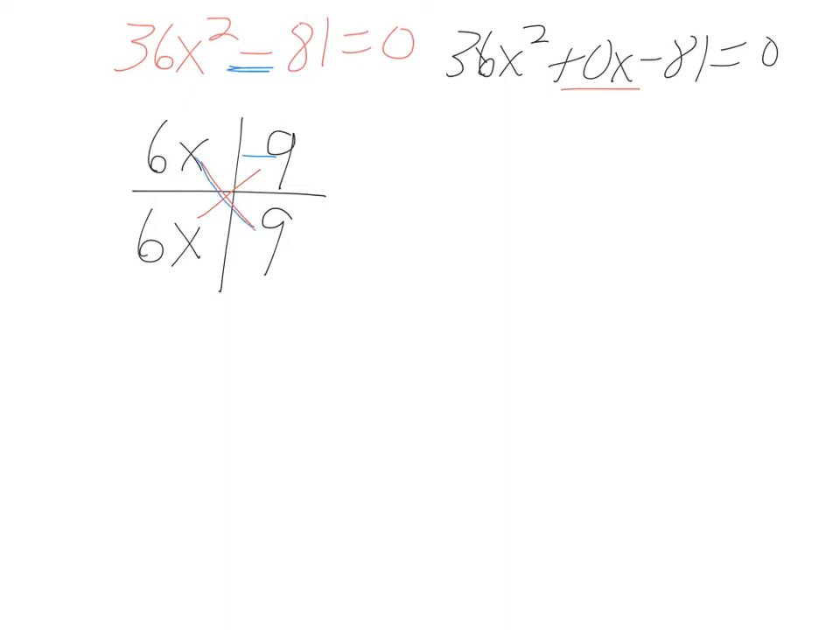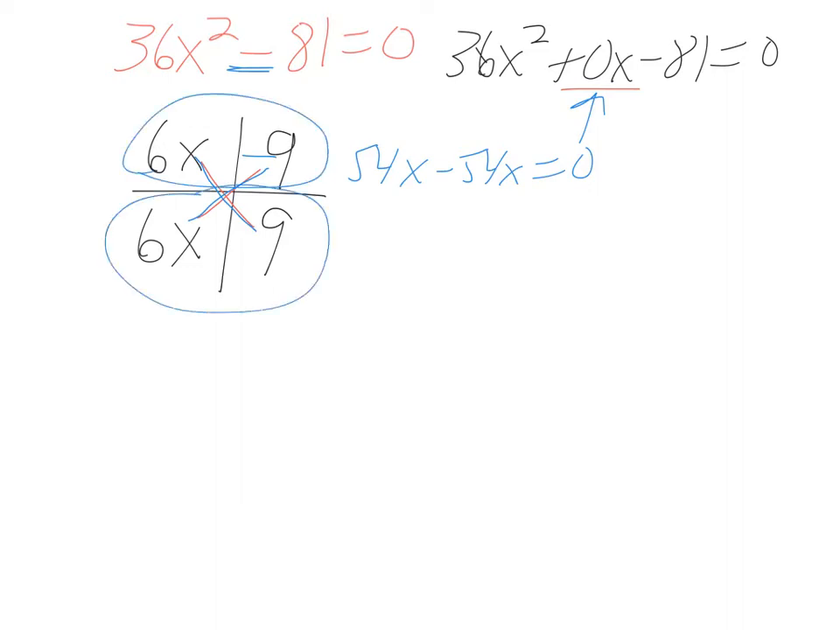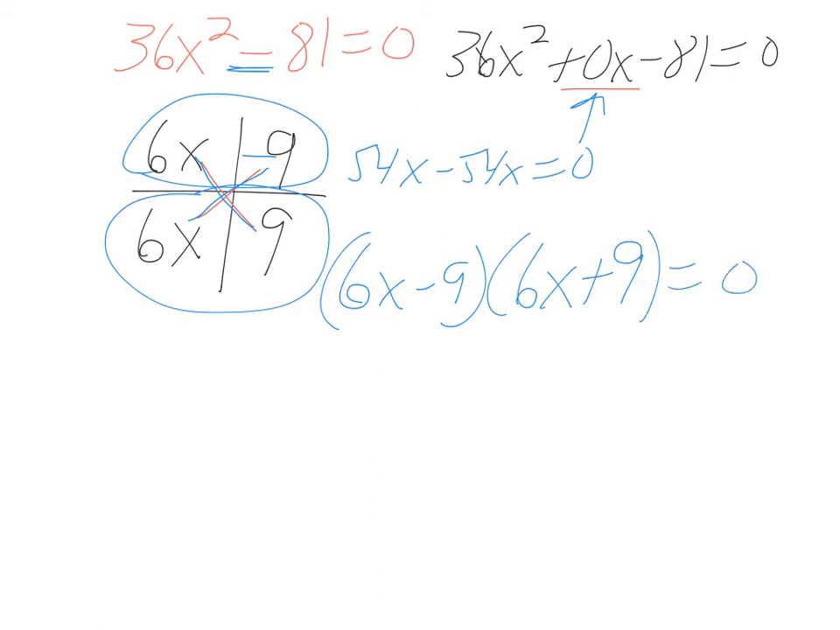So now if I look at this, 6x times 9 is 54x. This way, that's negative 54x. And that gives me 0, and that's exactly what I want. I want that middle term to be 0. So here are my answers, here and here. We have 6x minus 9 and 6x plus 9 equals 0. Set each one equal to 0.